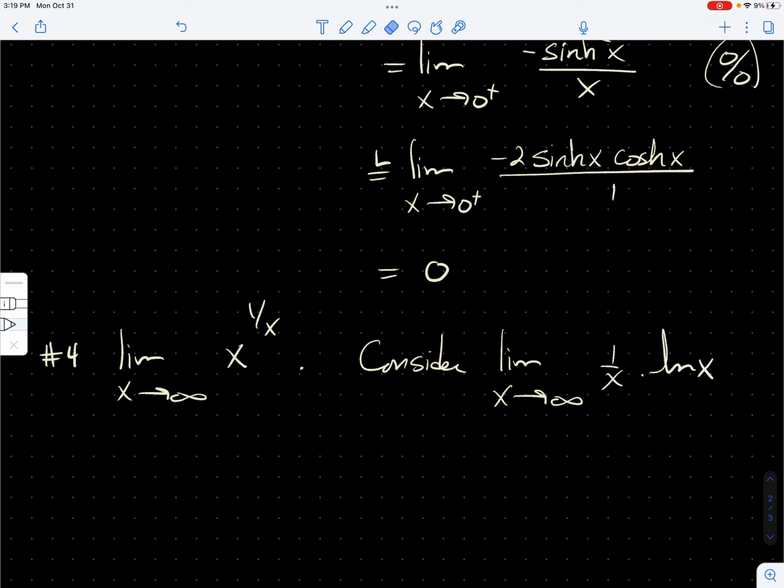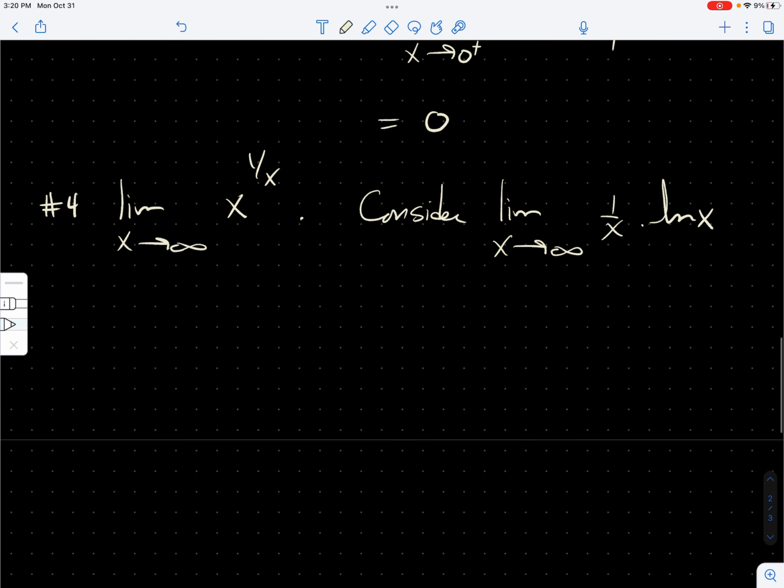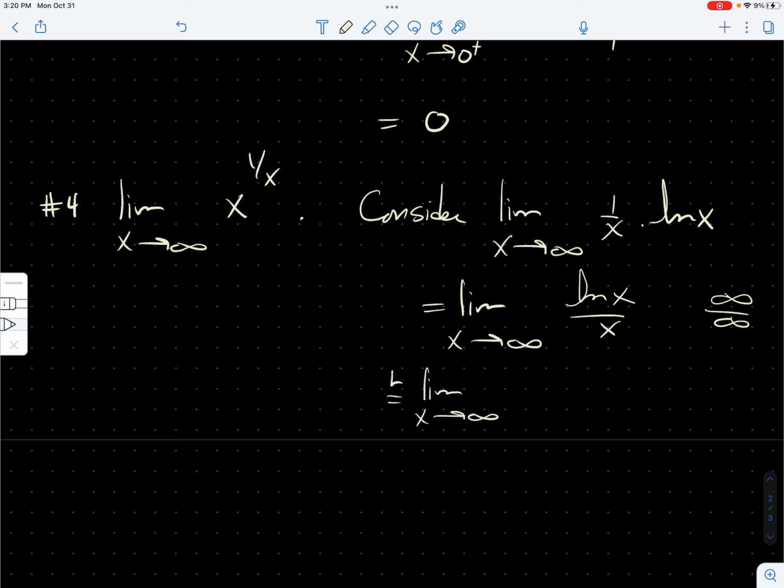That's where I get by taking the natural log of this and pulling that down. I'm going to clean this up and write this as the limit as x goes to infinity of ln of x over x. The form here is infinity over infinity, so this is a relatively straightforward L'Hopital's rule. You end up with what? 1 over x over 1. This limit is just 0. So the original limit is what? e to the 0, which is 1.